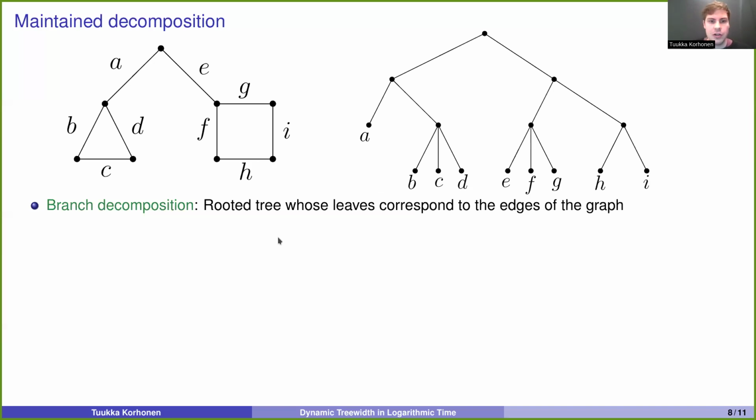Okay, so what's the structure? The structure is a branch decomposition. Here we have our graph, and here's a branch decomposition of the graph. A branch decomposition is a rooted tree whose leaves correspond to the edges of the graph. The edges of the graph are labeled here by A, B, C, D, E, F, G, H, so they are the leaves of this branch decomposition. Here the branch decomposition can have arbitrarily high degree, unlike the normal definition of branch decompositions, where the degree must be bounded.